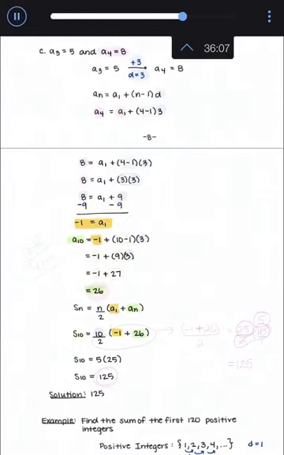In problem C, I have a sub 3 equals 5 and a sub 4 equals 8. So they didn't give me my common difference, but it's implied here, because to get from a sub 3 to a sub 4, what are you doing? You're adding 3. So what that means is that your common difference d is positive 3. However, they did not give us our first term.